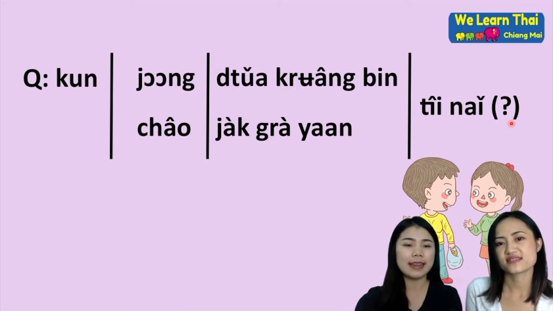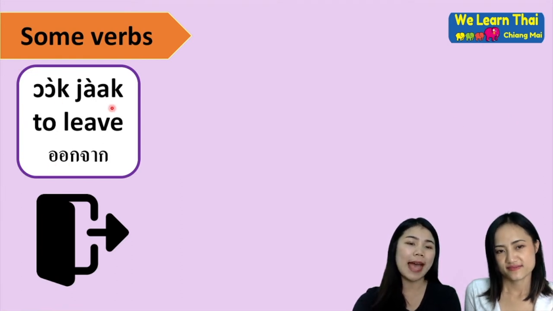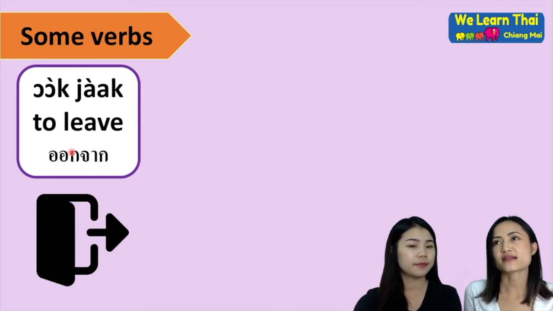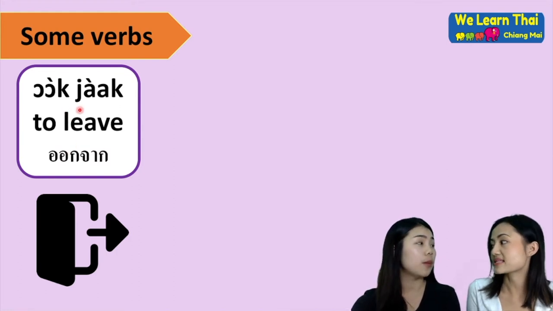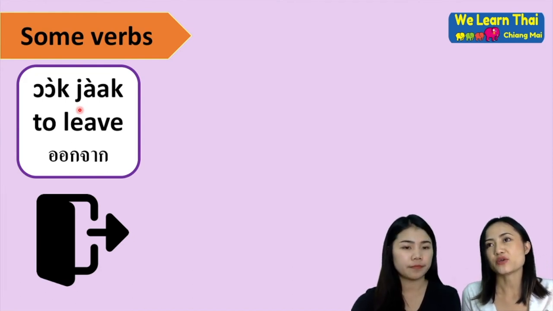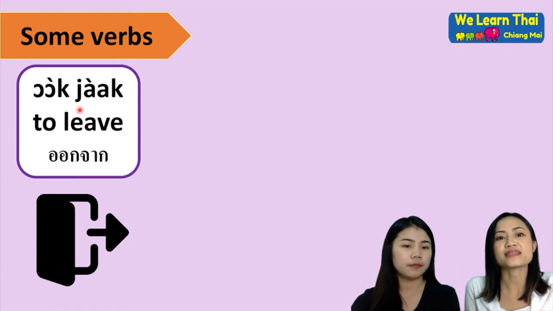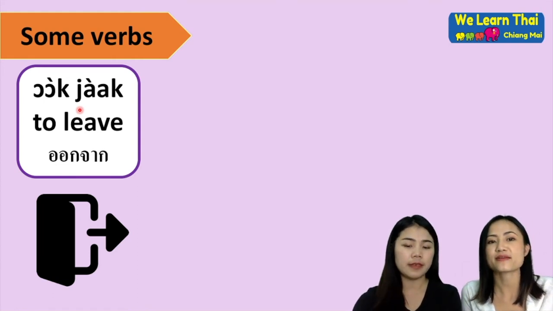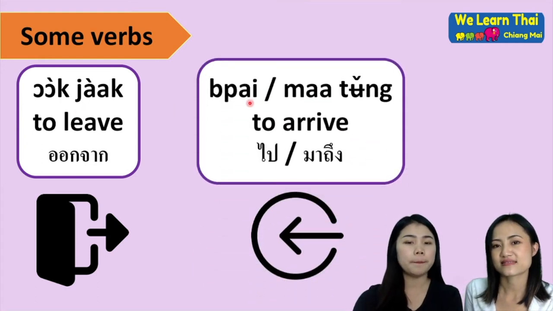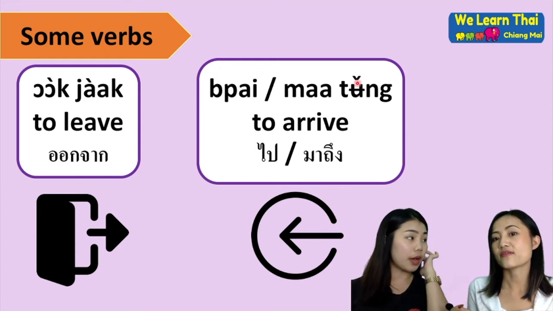Okay. And the next one, we have the word ออกจาก. This means to leave, like to leave from somewhere. If you use the word ออกจาก, you have to have the position of the spot or the place that you leave. And we have the word ไปถึง, this means you go to somewhere and then you arrive.